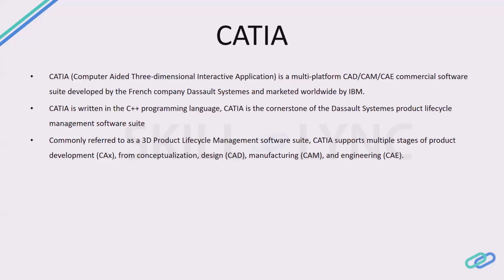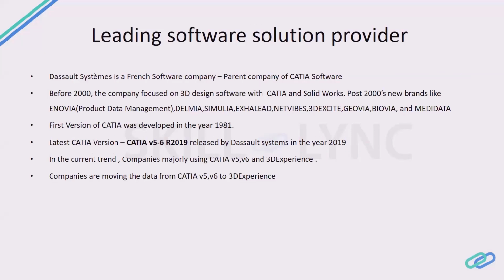For Dassault Systems, it is a milestone because they started in 1981. Still, they are progressing to the latest version, CATIA 3D Experience. CATIA is a 3D product life cycle management suite. It is integrated with different base software, and it is also maintained for product database management. So it supports conceptual design, manufacturing, and engineering. These three processes can be done in the CATIA software.